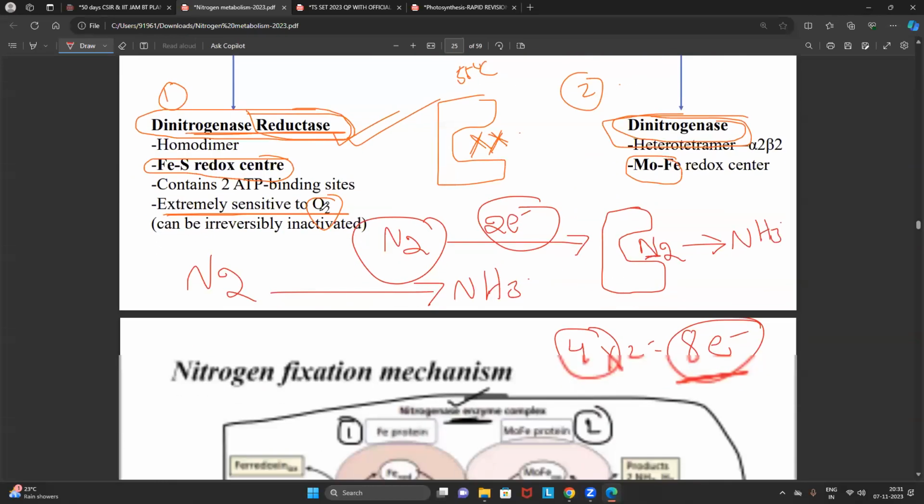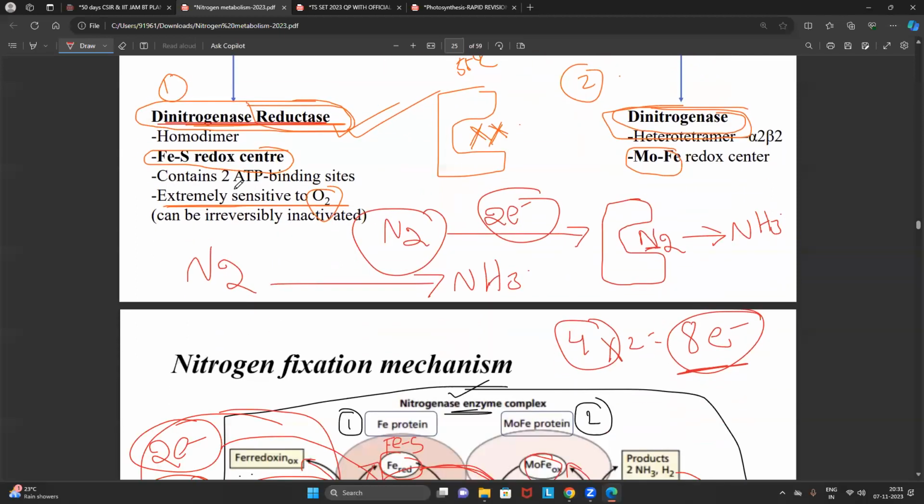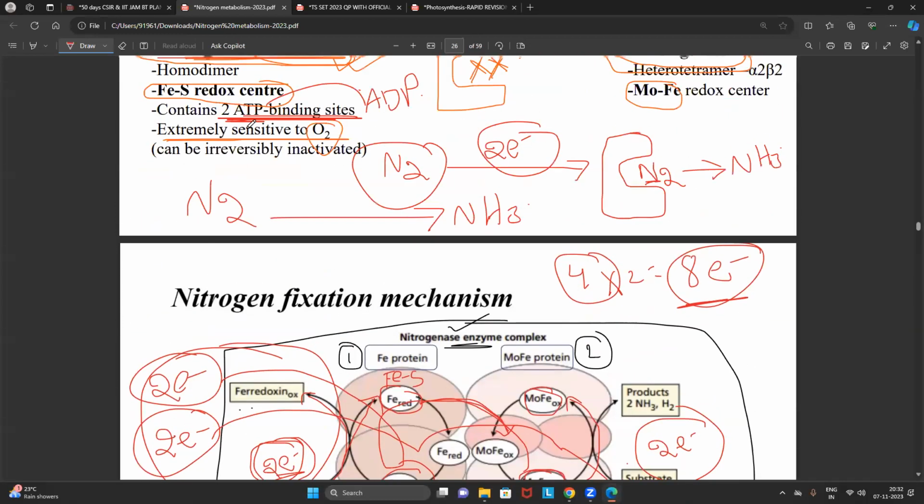What I have written here is a statement that the dinitrogenase reductase enzyme, every student follow me, contains two ATP binding sites. What is the meaning of that line, two ATP binding sites? Which means whenever an electron passes, it will convert an ATP molecule to ADP. In simple words, it will cause the hydrolysis of ATP.